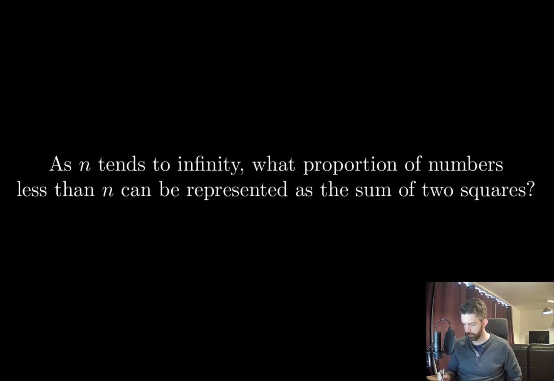Okay, so this sounds like some kind of number theory problem. Of course, the set of numbers that can be written as a sum of two squares is countable, but we're looking for what proportion of numbers less than n can be written as a sum of two squares, and then we want to take n to infinity.